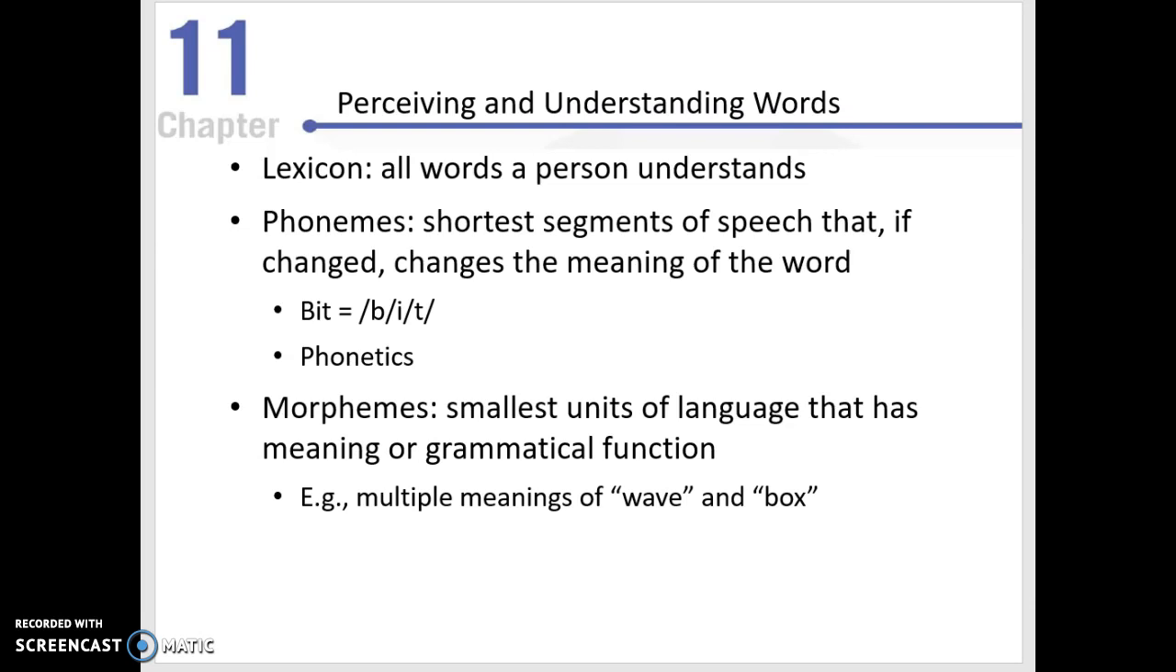A phoneme is the shortest segment of speech, and if you change it, it changes the meaning of the word. So in this example, they show you bit, and the 3 phonemes are b, I, and t. This is what we learn in phonetics. So you may have had this in school when you were in elementary school. This is a very simple phoneme example.